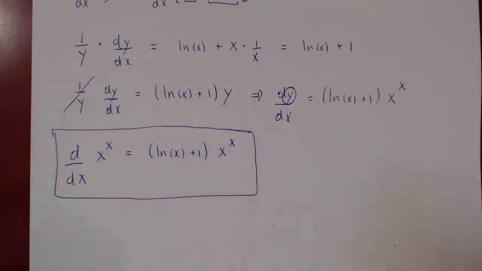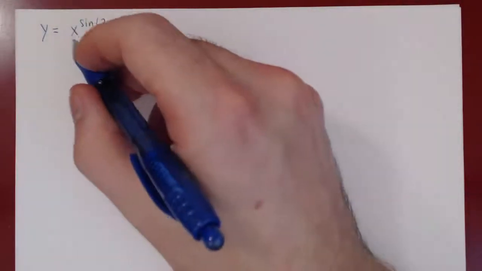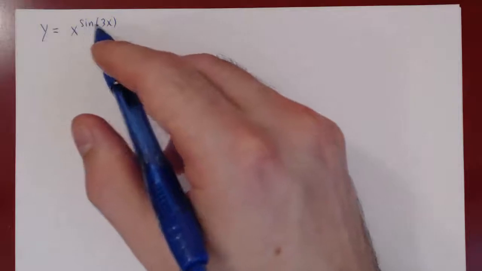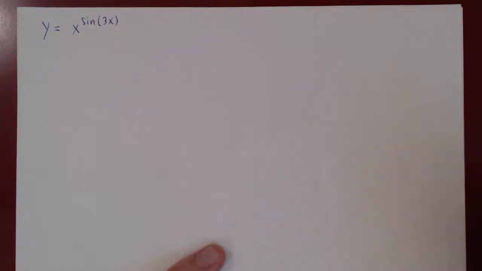Let's do a few more examples. Consider now the second function. Suppose we go with the function y equals x to the sine of 3x. Once again, here we have a base that's changing, that's a variable, and an exponent that's also a variable. So we cannot use here either the power rule or the rule of differentiation for exponential functions.